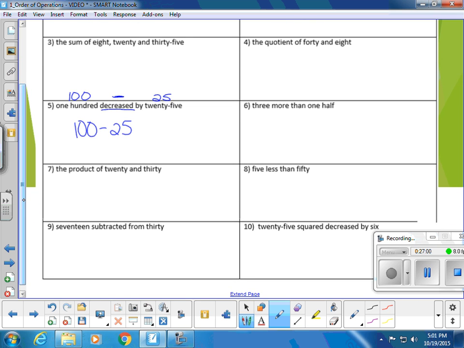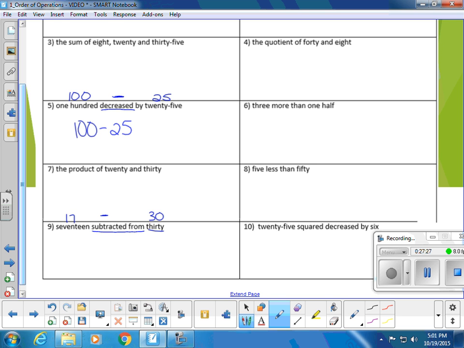Let's look at number 9. Number 9 says 17, that's my number, subtracted from 30. You know, 30 is a number. Subtracted obviously means to subtract. What if we're looking at this from 30? So if I'm taking something from that, that has to come first.